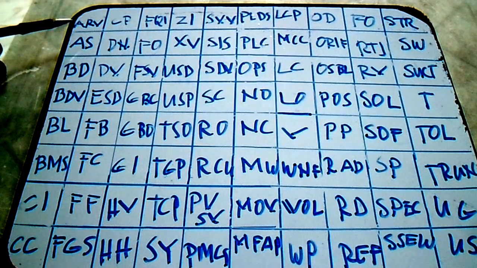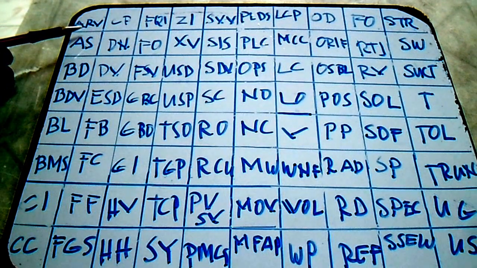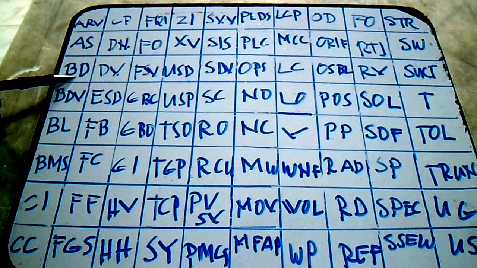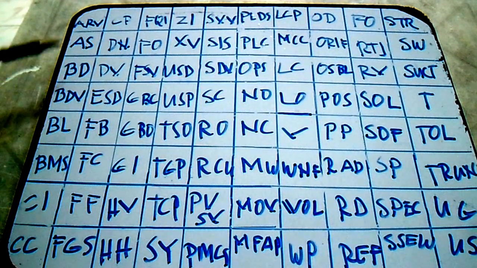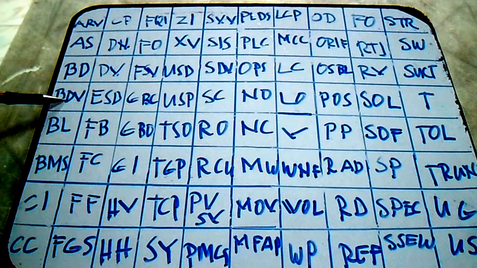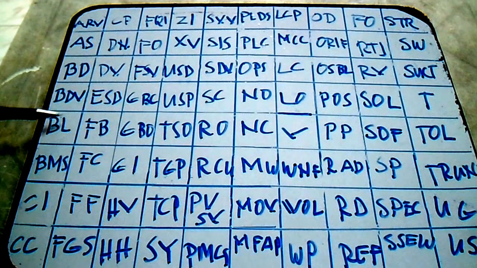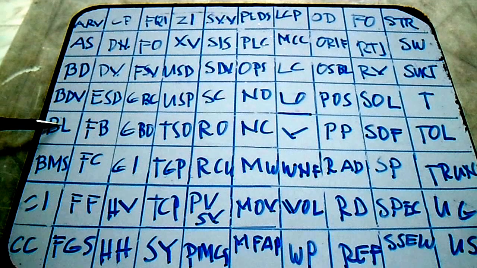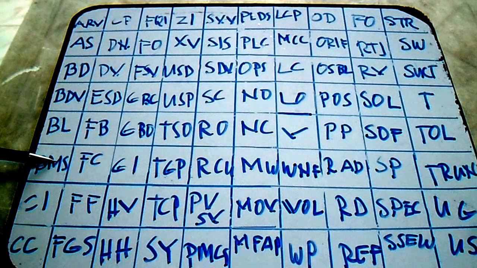We start with ARV. The meaning of ARV is air release valve, and we have air supply, and also BL is battery limit. Please follow my pencil. BDV, blowdown valve. BMS, burner management system. CI, chemical injection point. CC, corrosion coupon.